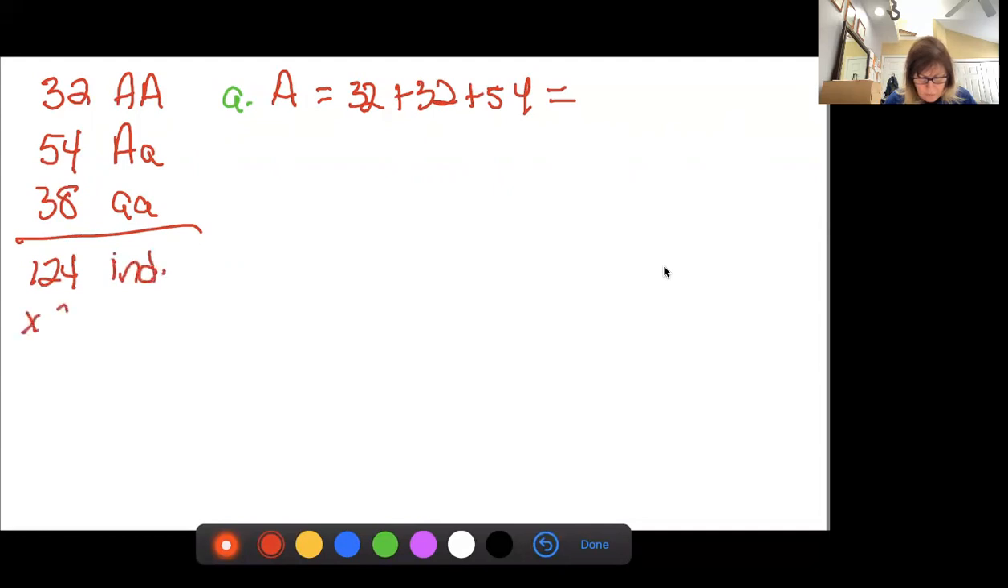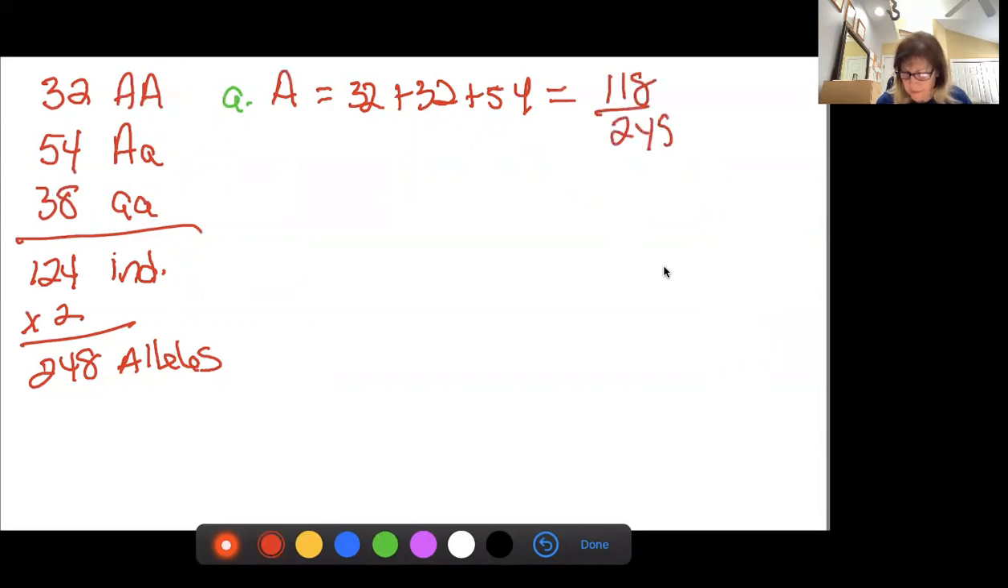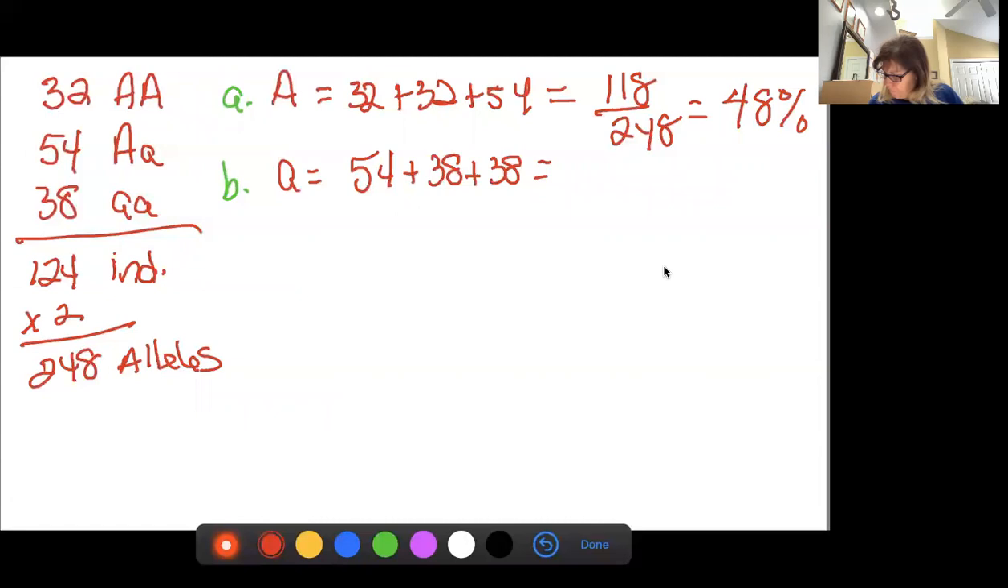And each person has 2 alleles. We have a total of 248 alleles. So I'm going to take 32 times 2 plus 54. That's 118 divided by 248. So I have 48%. And then for B, they want to know the little a. So that's going to be 54 plus 38 plus 38. That's 130 over 248. That's going to be 52%.